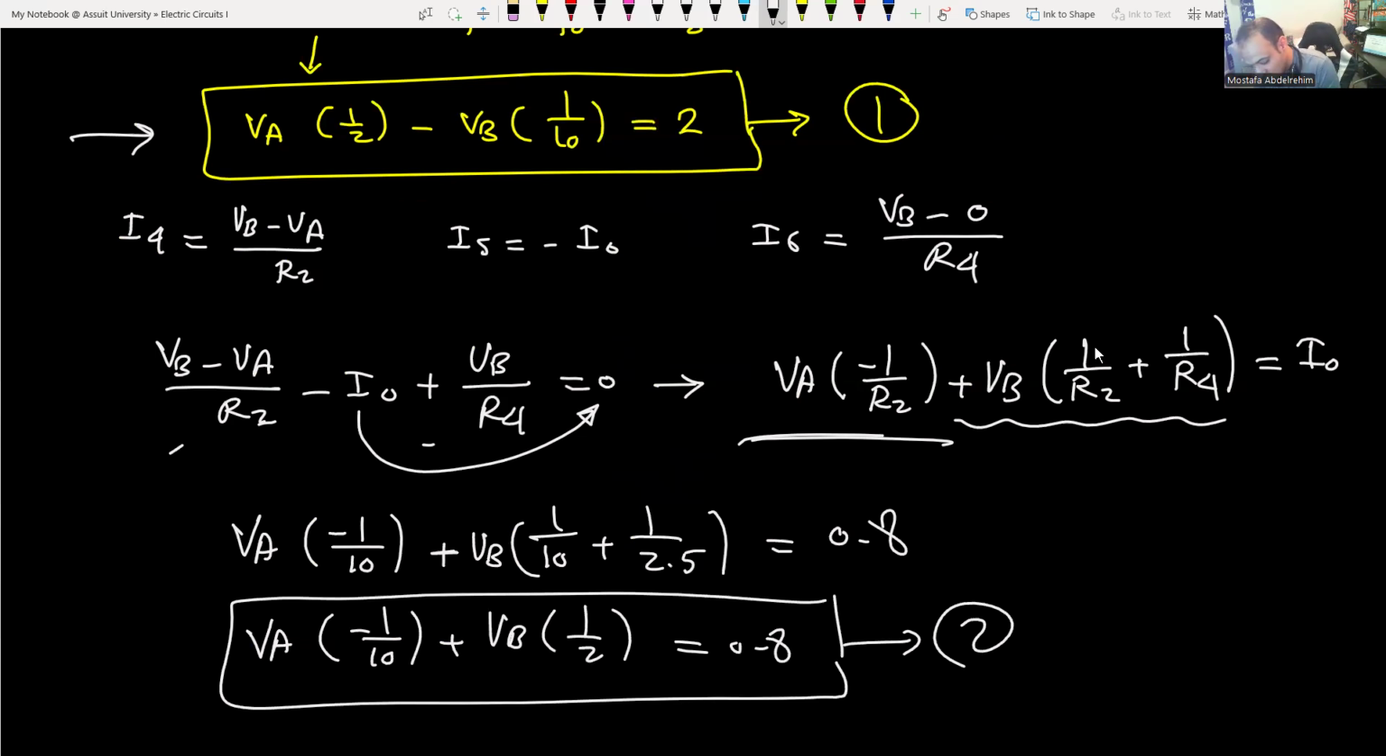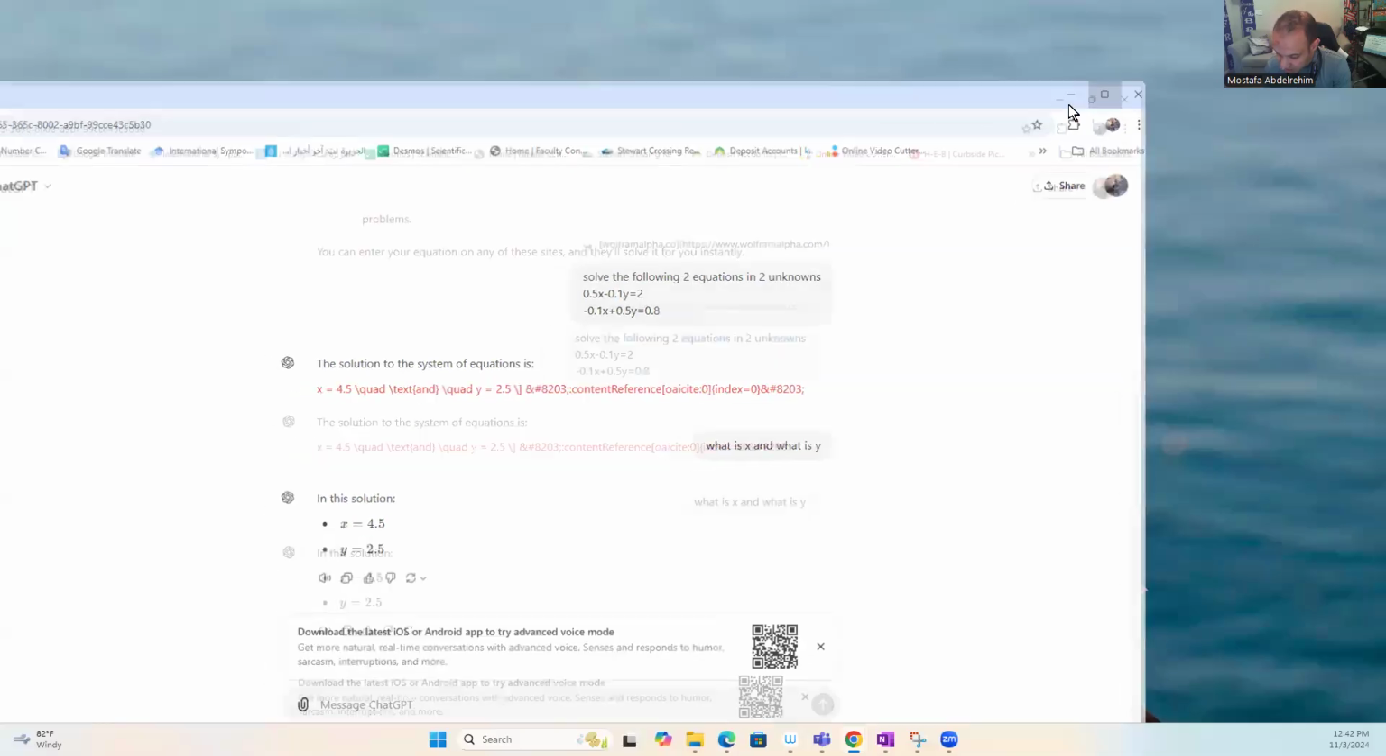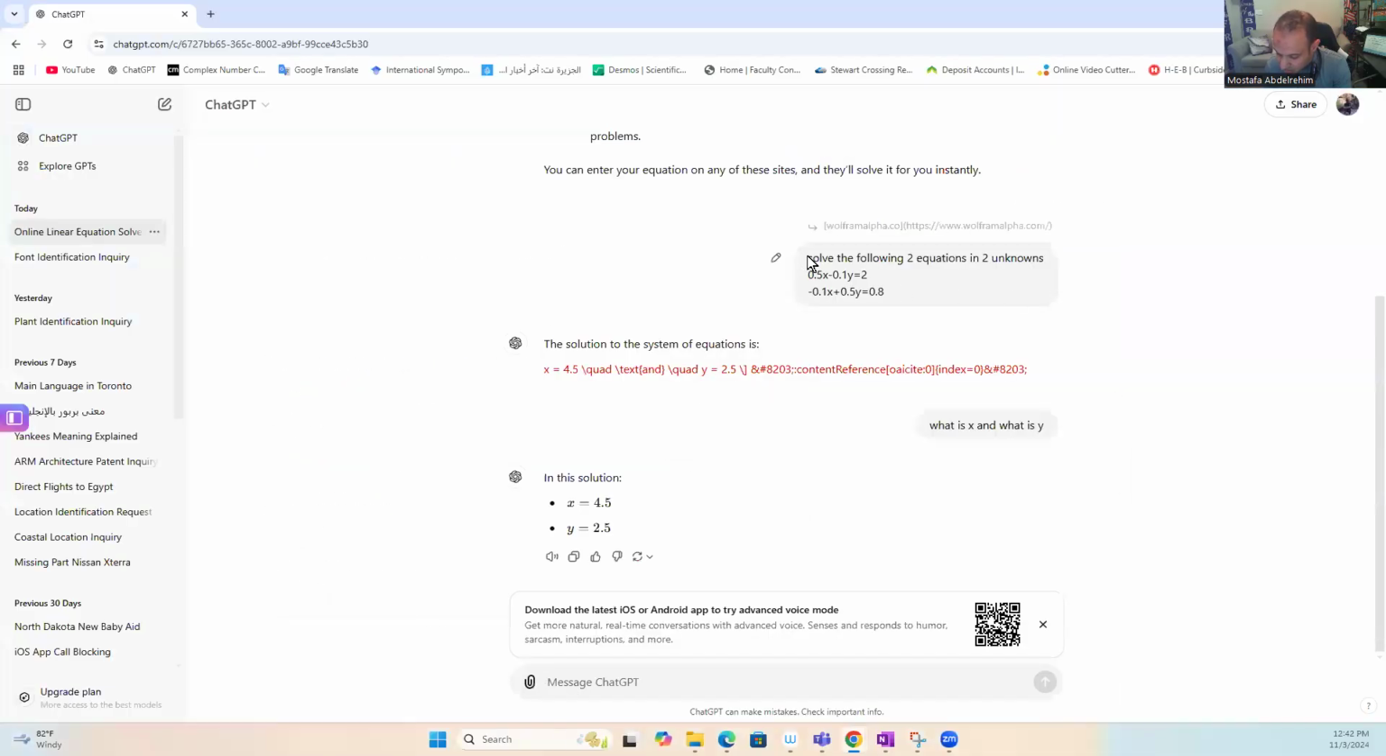Okay? So what I advise you to do right now is to go to ChatGPT, and ChatGPT can solve these two equations for you. Or if you have a calculator, you can use your calculator. So in ChatGPT, what I wrote is exactly like this. Let me share my screen here to show you what I wrote exactly in ChatGPT to solve these two equations. So this is what I wrote here.